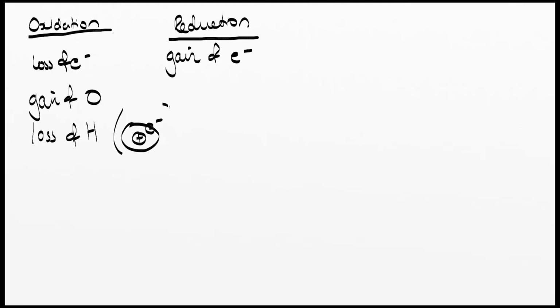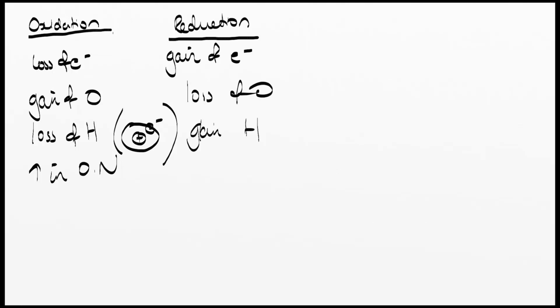So when we lose a hydrogen, we lose the electron that the hydrogen has. And lastly, it's an increase in oxidation number. And of course, reduction will then be the opposite. It will be the loss of oxygen, the gain of hydrogen, and a decrease in oxidation number.